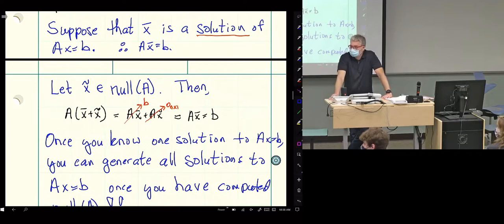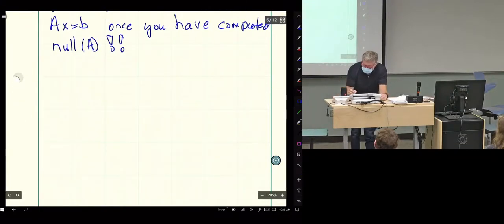Question? I got a question. So I thought, for a system of equations, wasn't there only one solution? So how can you generate all solutions if there's only one solution? Okay, so yeah. One solution.